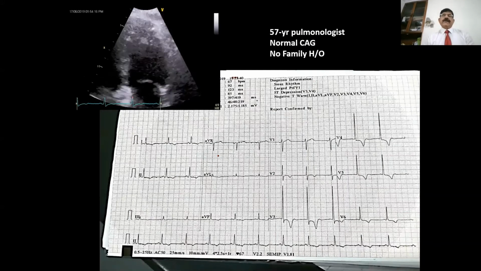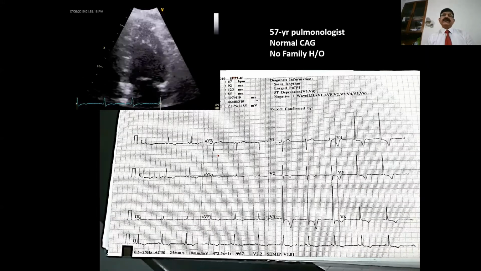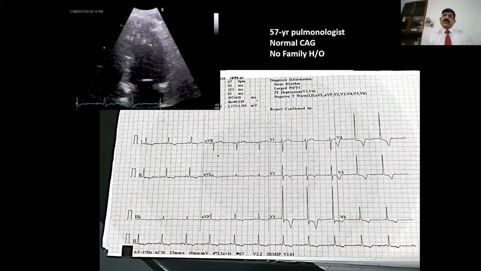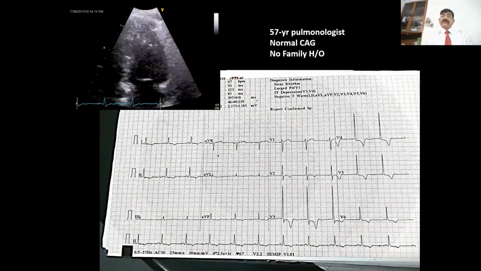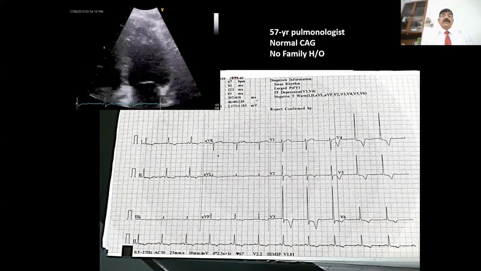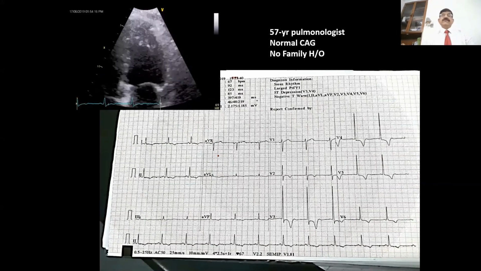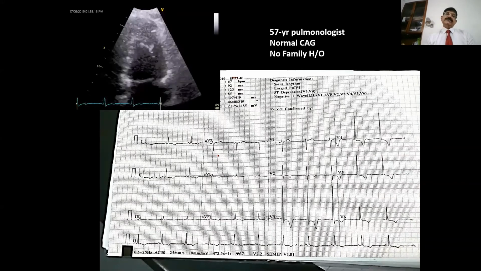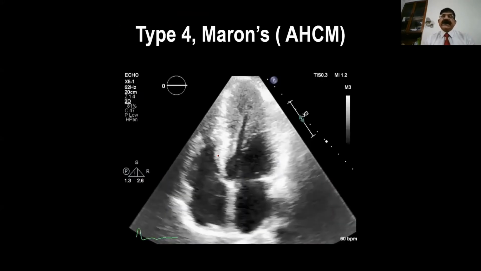This is the fourth type, type 4 variety, of Maron's classification, apical hypertrophic cardiomyopathy. This is a friend of mine, a pulmonologist, who has, of course, the typical T-wave inversions in V2, V3, V4, V5, V6, and typical apical hypertrophy, relatively asymptomatic. The genotype is positive. Apical hypertrophy is genotype positive only in 30%.